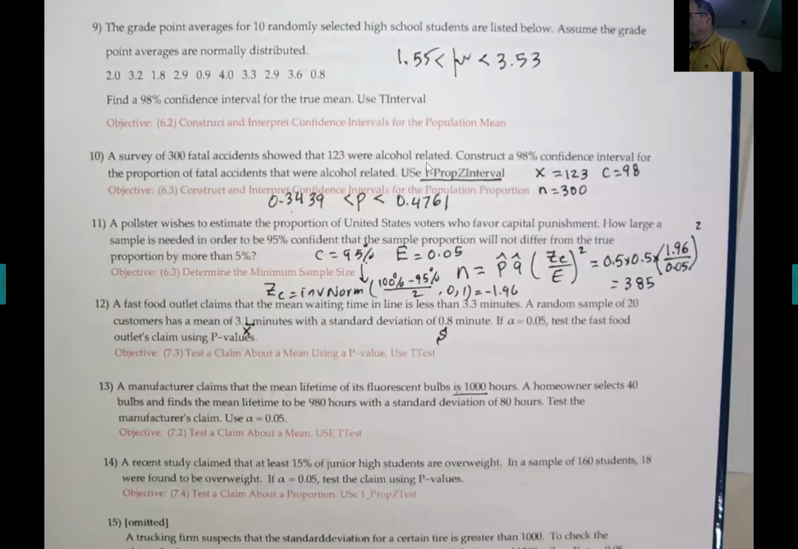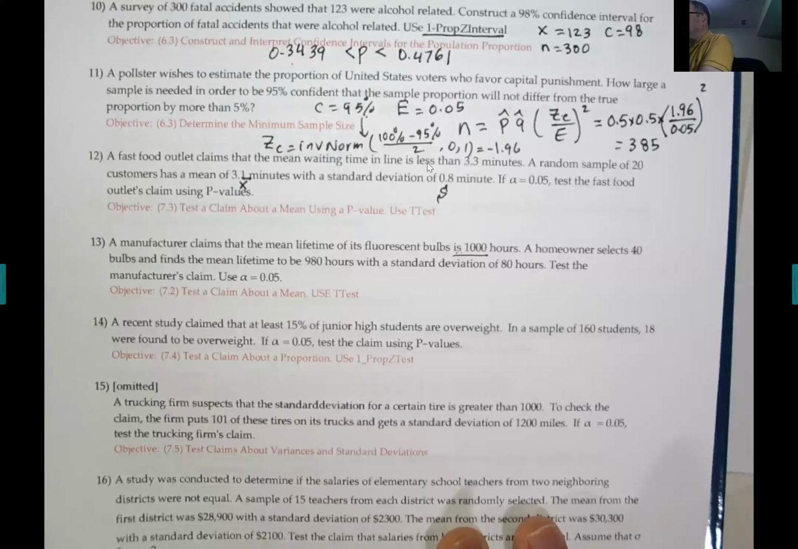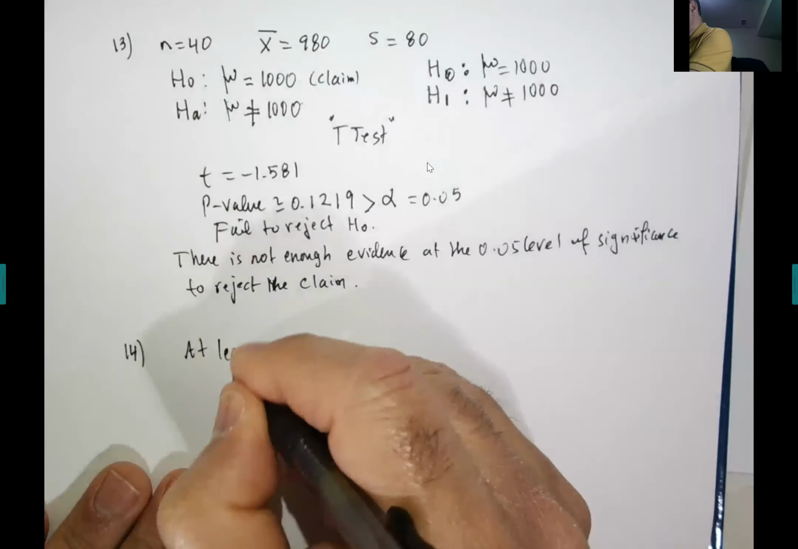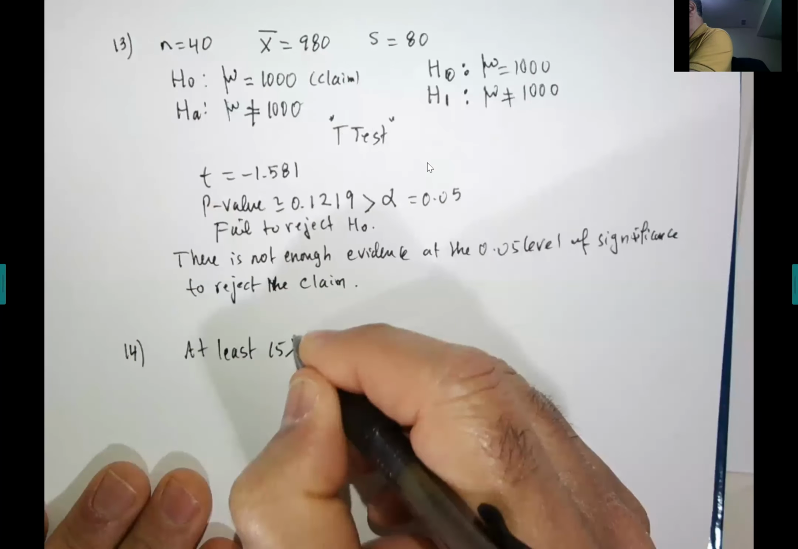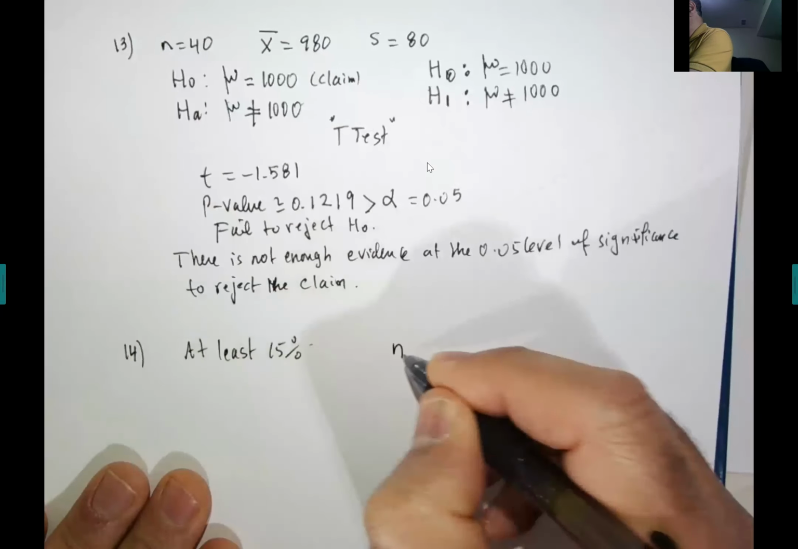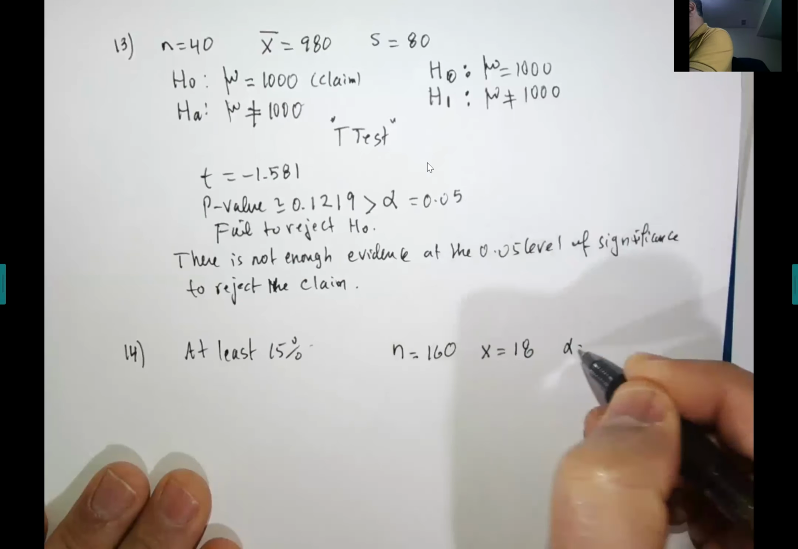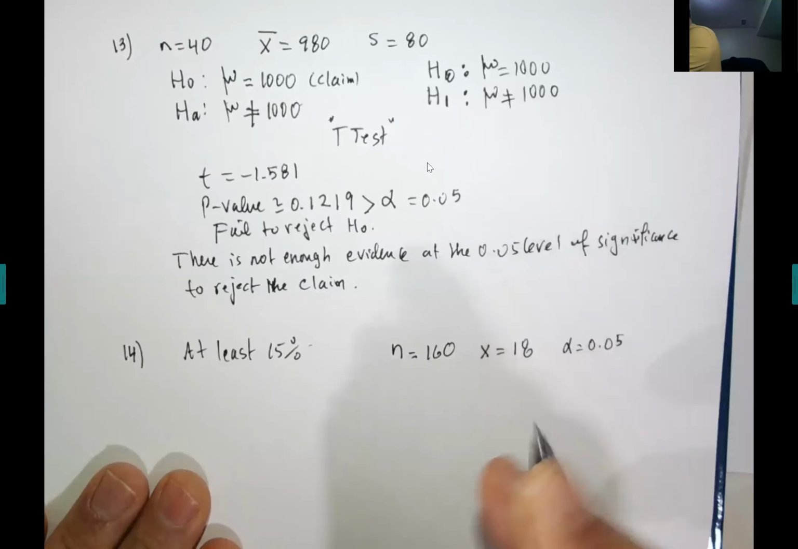A recent study claimed that at least 15% of junior high students are overweight. In a sample of 160 students, 18 were found to be overweight. If alpha equals 5%, test the claim. So let's write it down first. At least 15%. N is 160, X is 18, and alpha is 0.05.